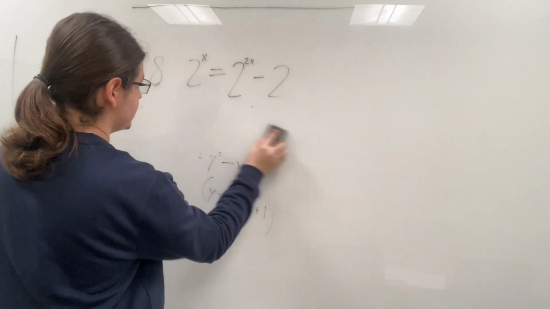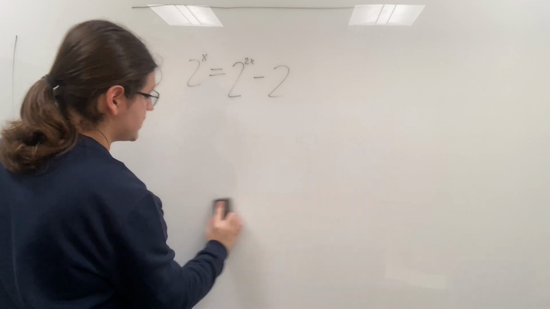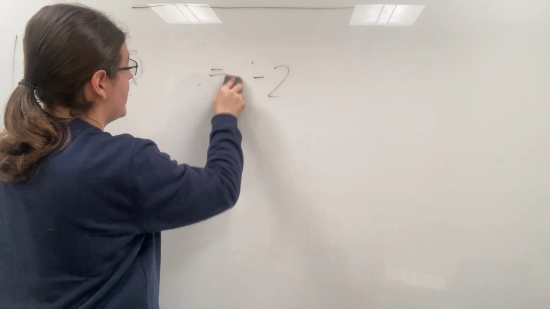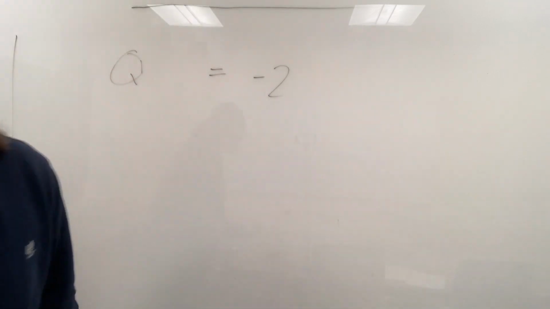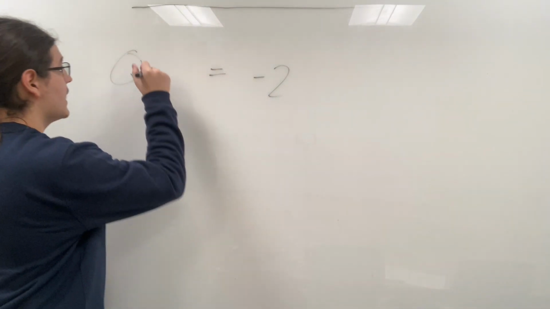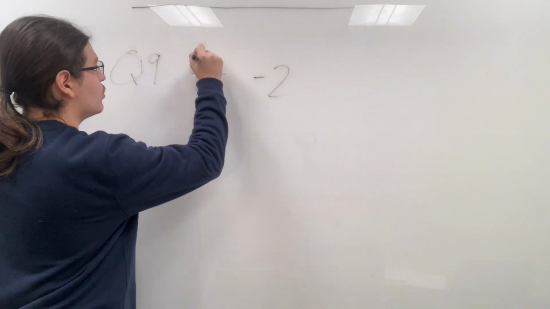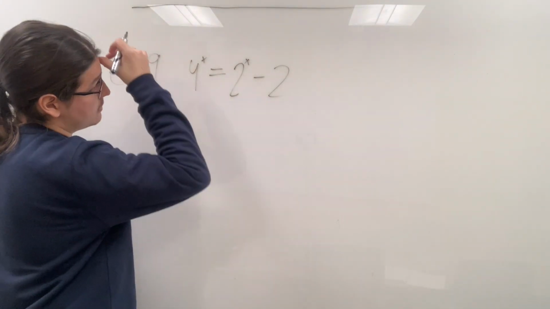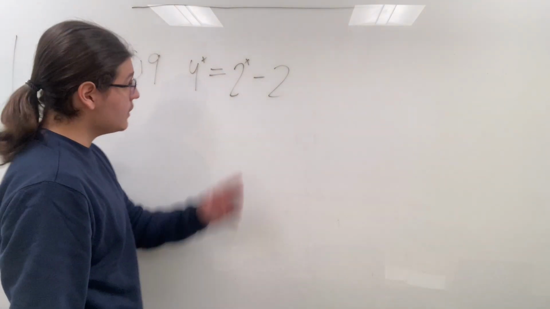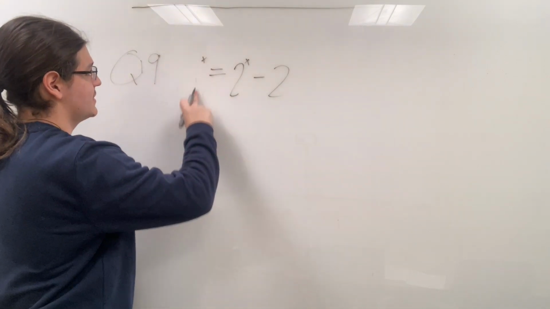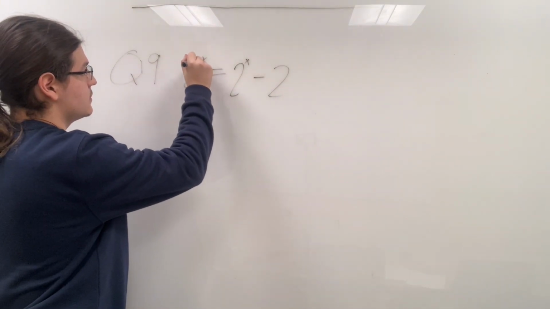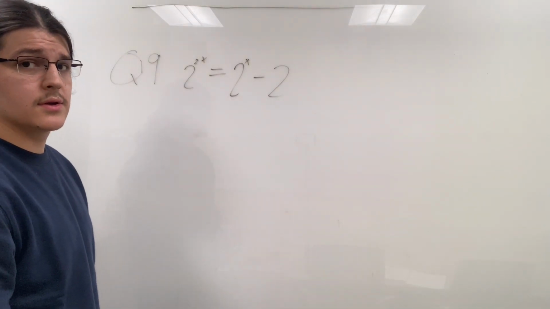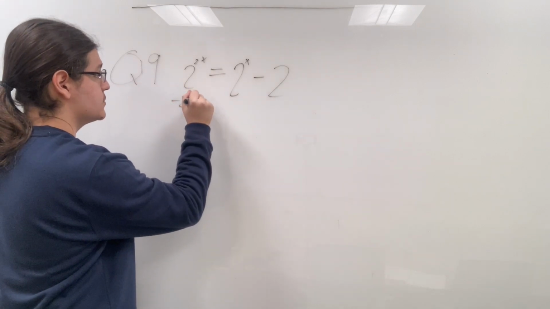Now, the reason I'm not skipping over this time is because our next question is very, very similar. Question 9, 4 to the x equals 2 to the x minus 2. We already know 4 to the x is 2 to the 2x. And these are just the same terms again. So what I'm going to do is subtract 2 to the 2x.